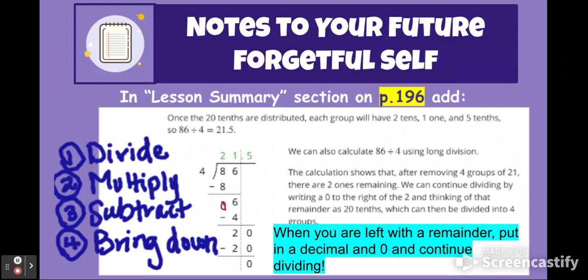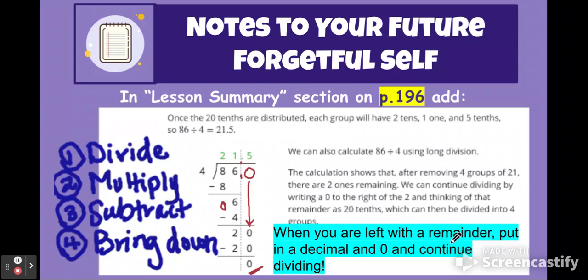Because I don't have a remainder of 0 yet, that means I need to add a decimal and add a 0 so that I have a number to keep bringing down. 4 goes into 6 once. I subtract, I end up with 2. Bring down my 0 after my decimal point. You'll notice there's also a decimal point right there. 4 goes into 20 5 times. I now end up with 0. So following these steps is what's going to help you.